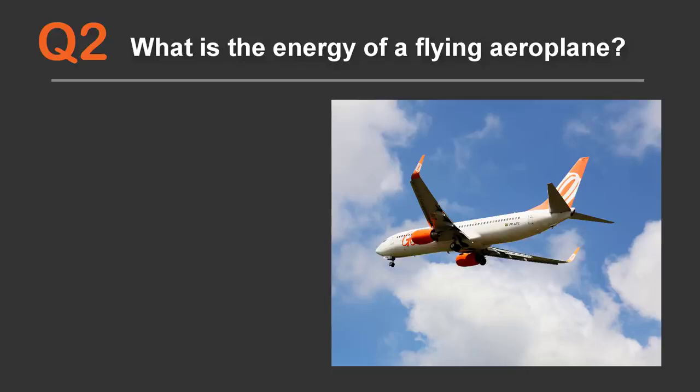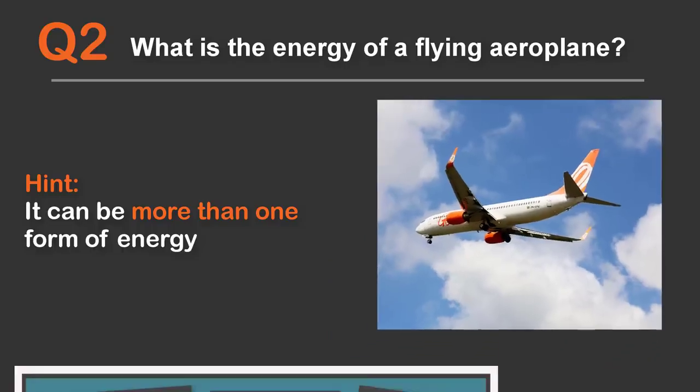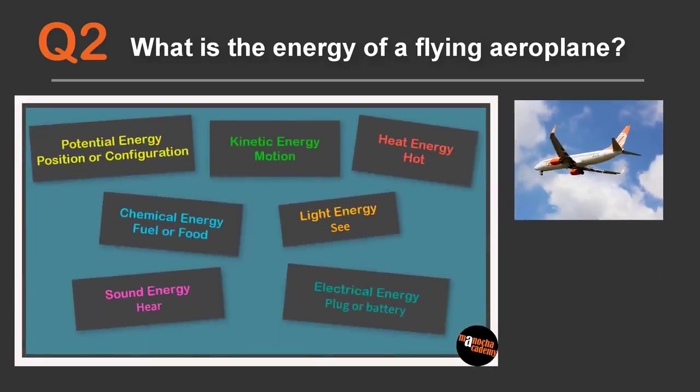Question 2. What is the energy of a flying aeroplane? Hint: it can be more than one form of energy. So to help you choose, let's go ahead and pull up our concept board. The answer for a flying aeroplane is potential energy and kinetic energy.